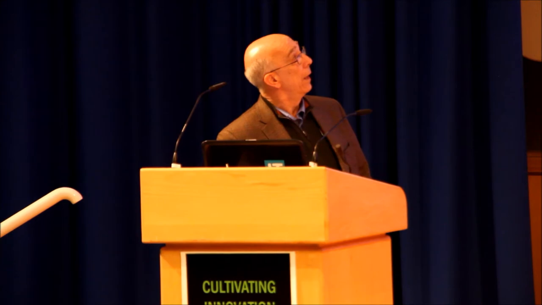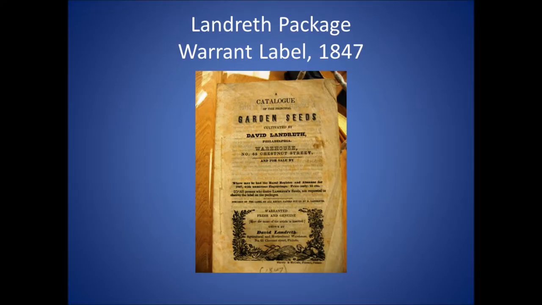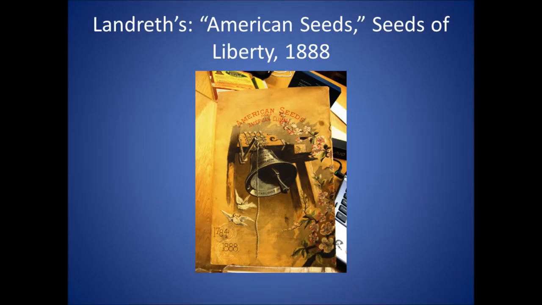So, here we have an illustration of, for example, that it warranted the freshness of its seeds on the labels of the small boxes and packages in which it sold them. And here, down the bottom, you see Warranted Fresh and Genuine by David Landreth, etc. And it also identified itself with American nationalism, drawing on its origins in revolutionary Philadelphia to make the Liberty Bell its graphic logo. Okay? Some competitors faulted... Let's see if there's any more of this. No, okay. We'll come to this.